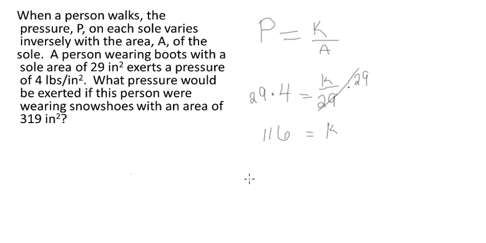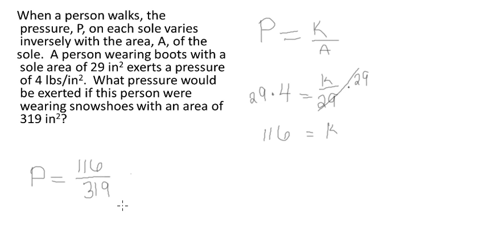Now I get to the third step of my problem, so I'm ready to read the third sentence in the problem. What pressure would be exerted? So because it said what pressure, I know that the variable I don't know or I'm finding is P. So I put P equals, using my original formula, I know that K is 116, and I'm going to divide by the value for A, which they give me. So it says, what pressure would be exerted if the person were wearing snowshoes with an area of 319 inches squared? So I have a number of 319 for the area.